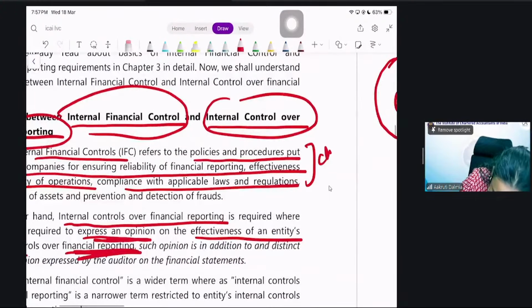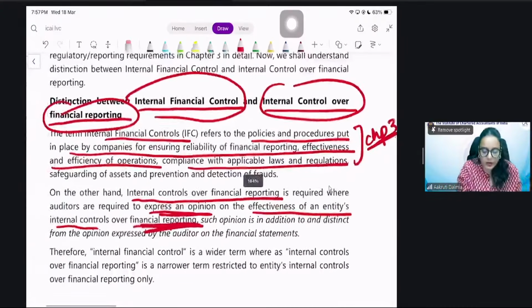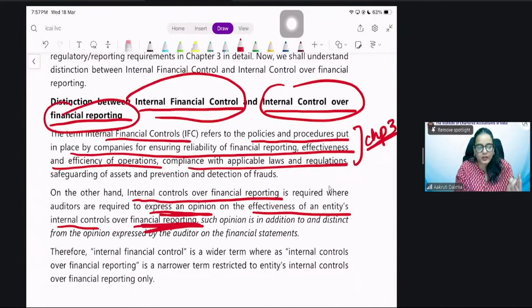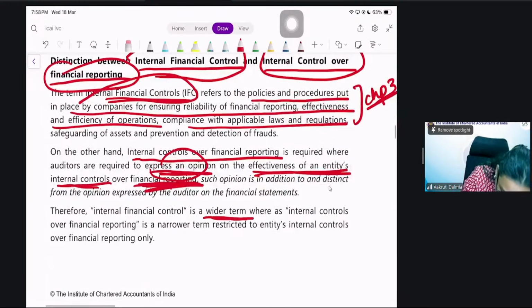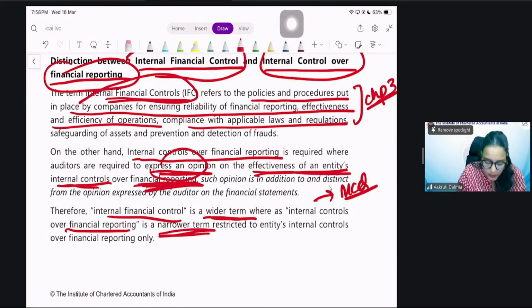Where did you study this definition? In chapter number 3, I taught you that internal controls means reliability of financial reporting, effectiveness and efficiency of operations, compliance with laws, and safeguarding of assets. All of this together is called IFC. But when the auditor is only required to give an opinion regarding effectiveness of the entity's control over financial reporting, then it is different. So internal financial control is wider. Remember this for MCQ. Internal financial control is wider, whereas internal control over financial reporting is a narrower term, restricted to internal control over only books of accounts. Okay?